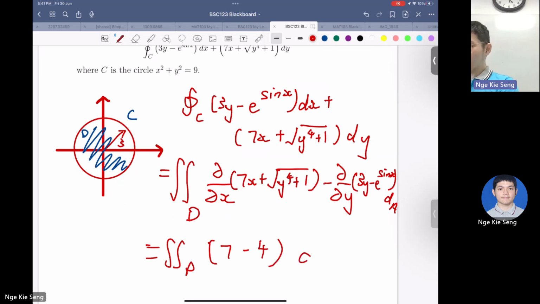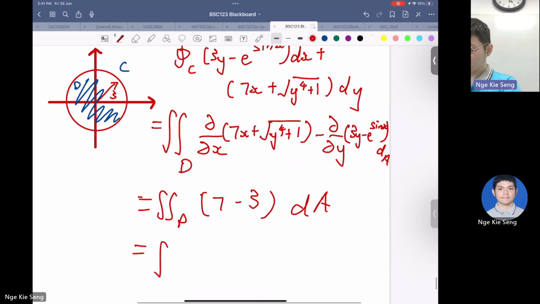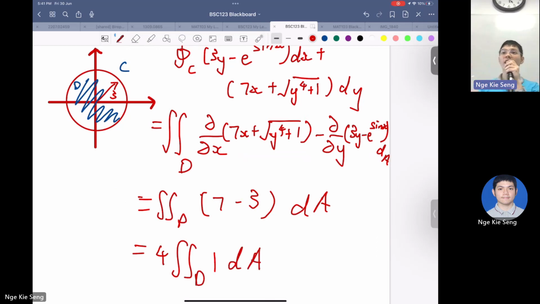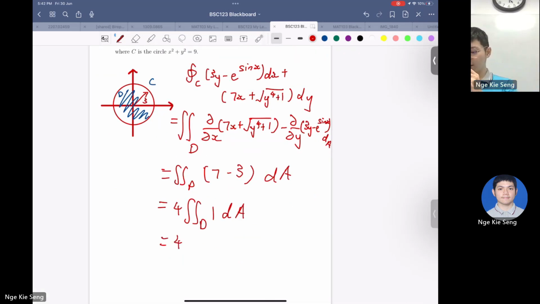So you see, this fancy function is left with only 7 minus 3. Okay, minus 3, sorry. So what is this? 4 times the double integral of the function 1. What is this? Area of this circle. Area of this is what? Pi r squared. Pi times 3 squared, which is 36 pi.